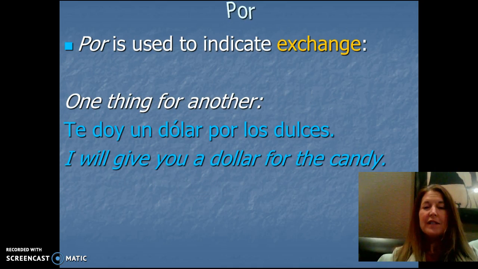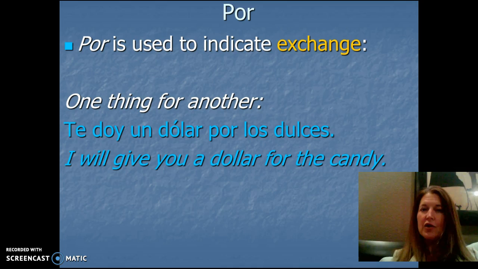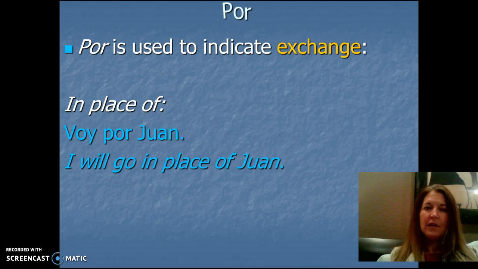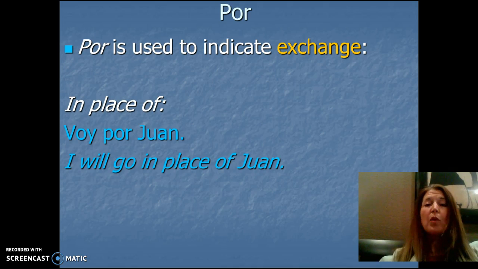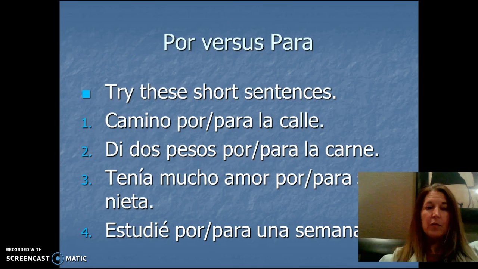Por is used to indicate an exchange. A lot of times we do this with money. Te doy $1 por los dulces. So basically I'm going to give you $1 if you give me the candy. Por is also used to indicate exchange when you are taking the place of somebody. I will go in place of Juan. Yo voy por Juan. It's kind of like when I have a substitute. Somebody's going to be teaching for me, and that is going to be the por. I will go in place.